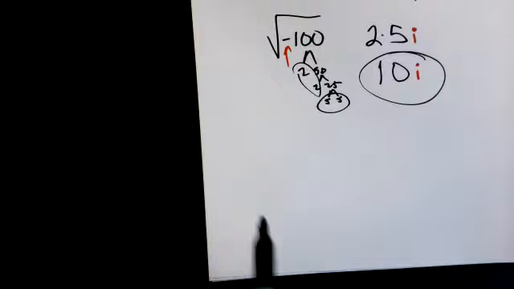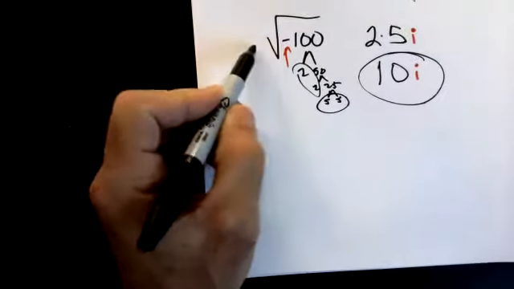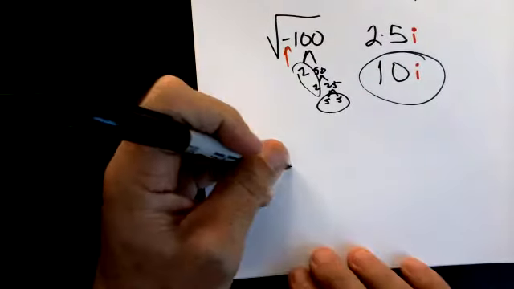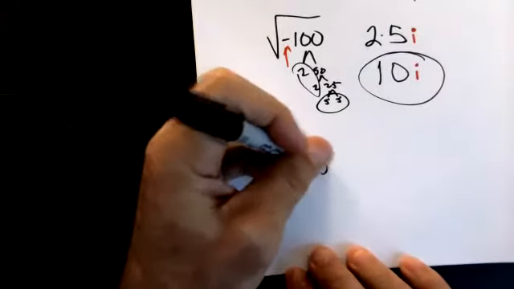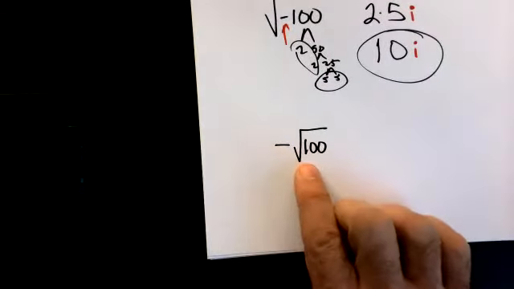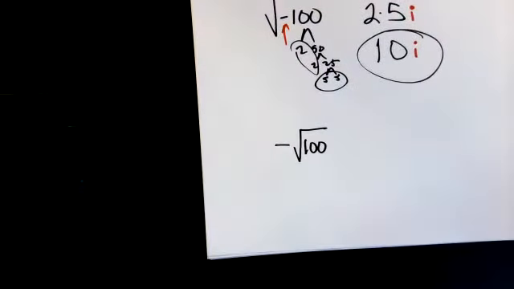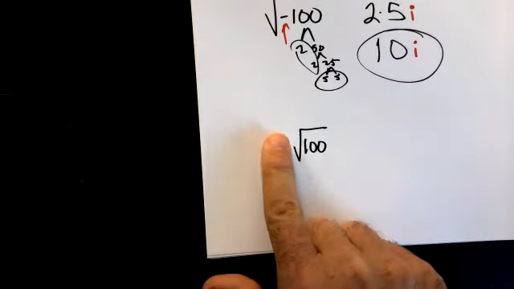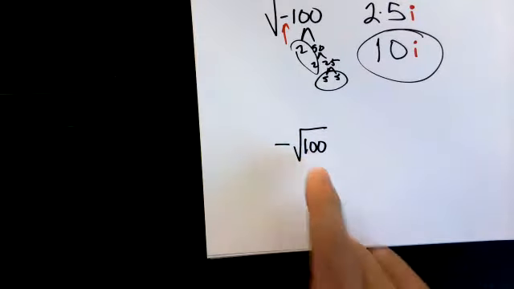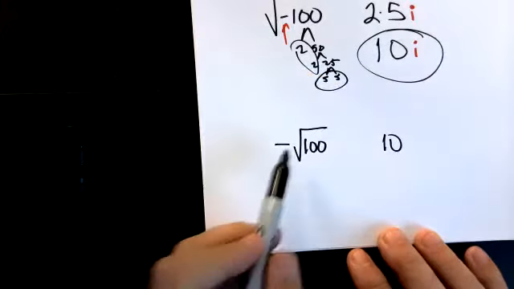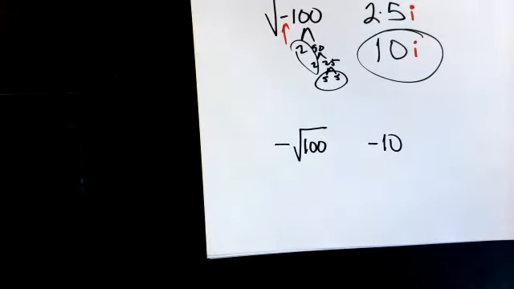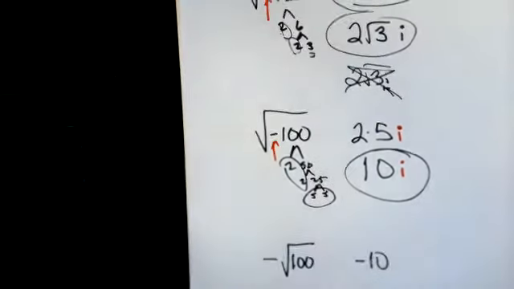Now, also, do not confuse a negative inside with a negative outside. If I said the negative square root of 100, okay, this negative is outside, does not apply to the inside. So the square root of 100 is just 10, and a negative out in front just simply makes that negative. It's only a negative inside that makes it imaginary.